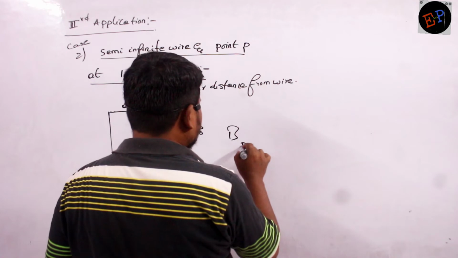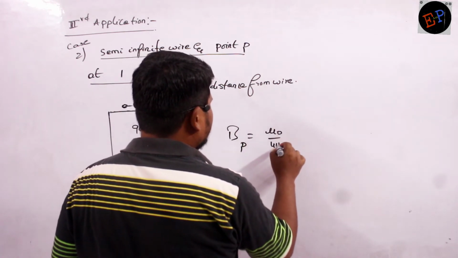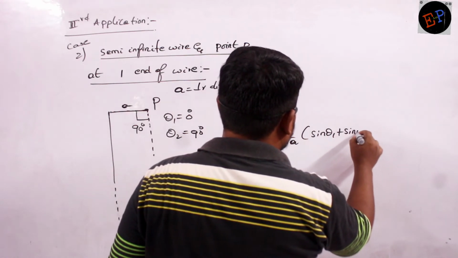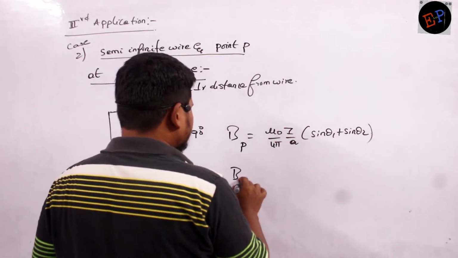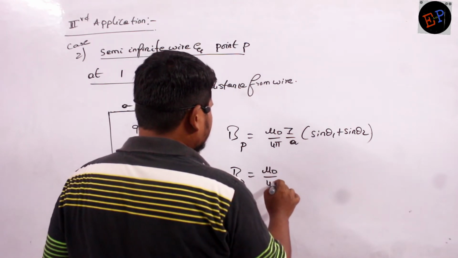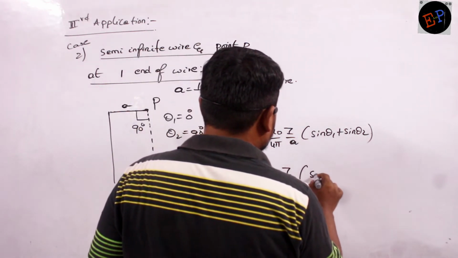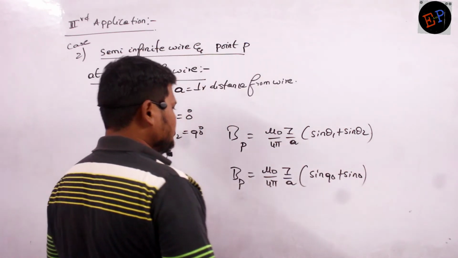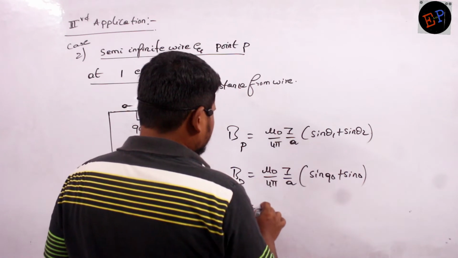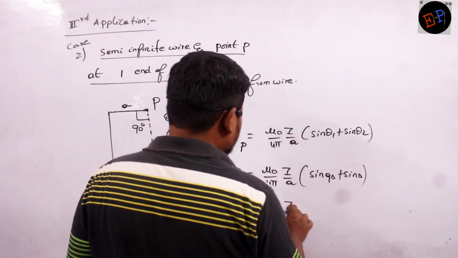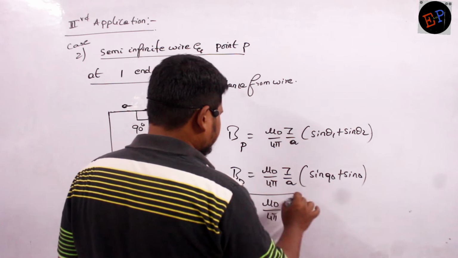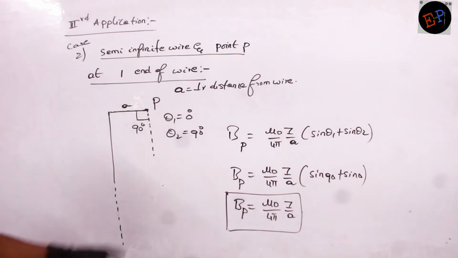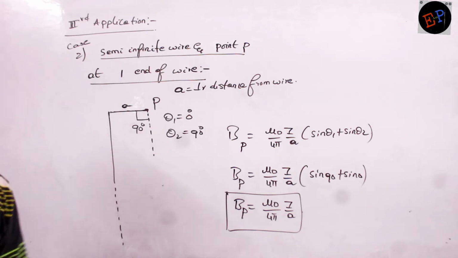So therefore magnetic field at point P is mu naught by 4 pi I by A multiplied by sin theta 1 plus sin theta 2. So therefore it is mu naught by 4 pi I by A multiplied by sin 90 plus sin 0. Sin 90 value is 1, sin 0 is 0. So therefore it is mu naught by 4 pi I by A. This is my answer. Clear? So this is the magnetic field because of a semi-infinite wire and point P present at one end of the wire. That's it.